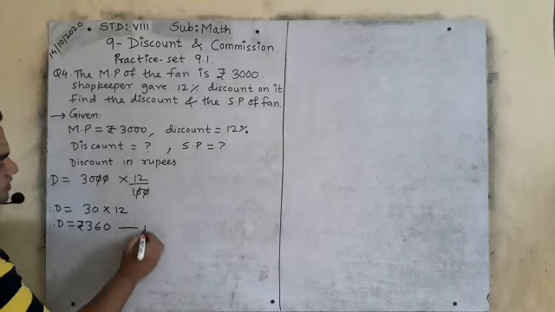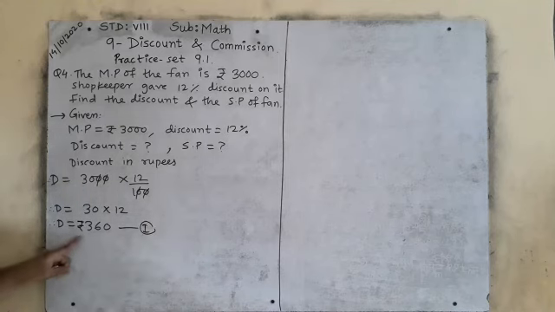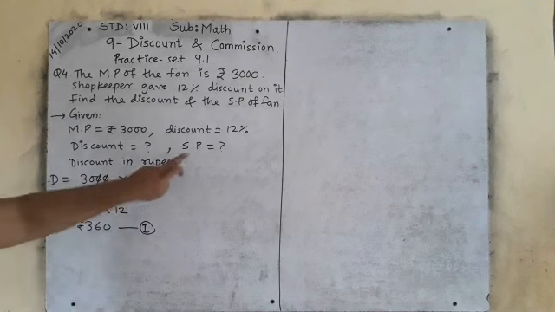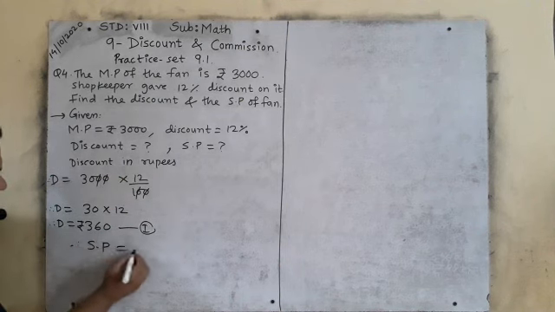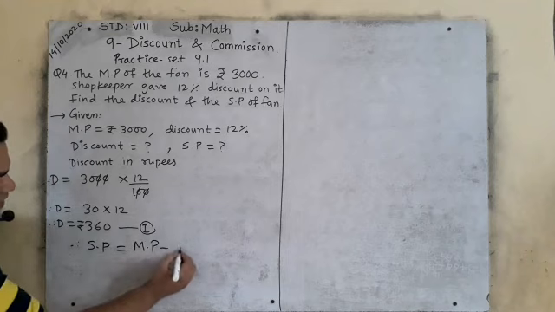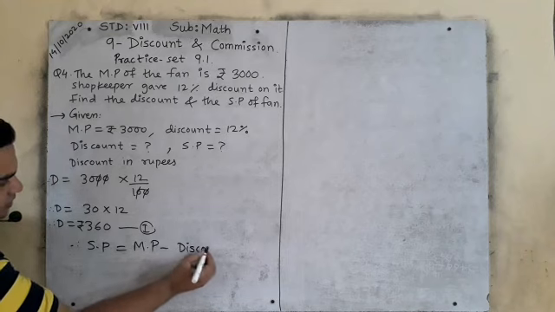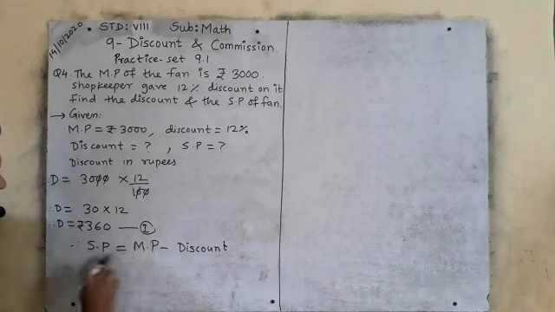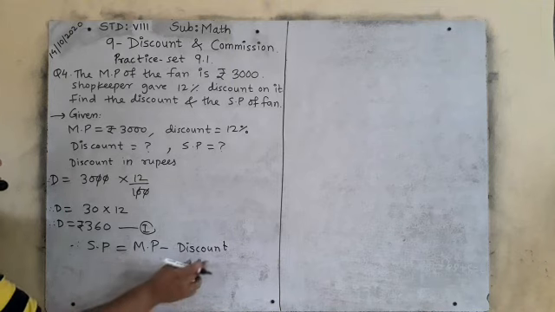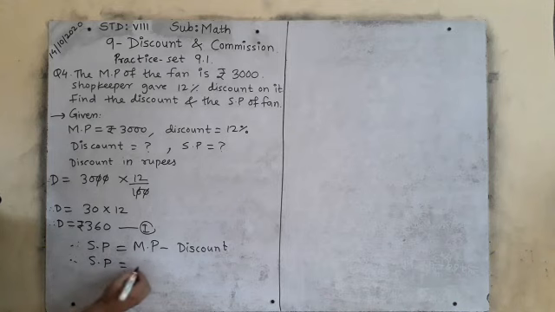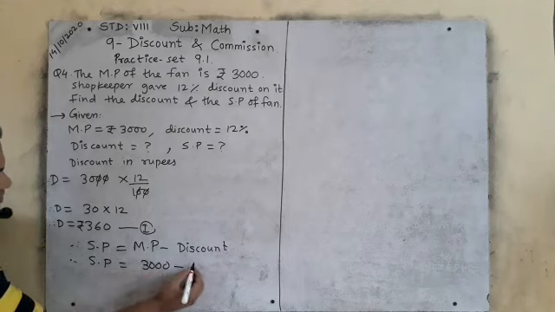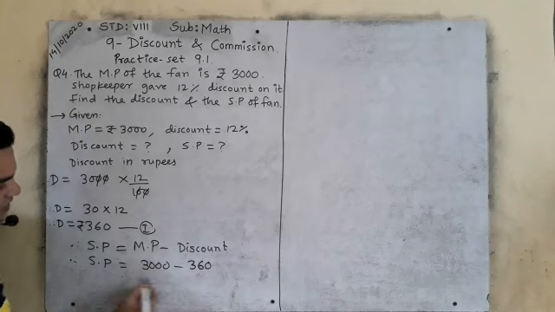This is your first answer, right? Discount is equal to rupees 360. Then what do you have to find? Selling price. We know selling price is equal to mark price minus discount in rupees, because these two terms are in rupees, so discount should be in rupees. So selling price: mark price is 3000 minus 360 rupees discount.